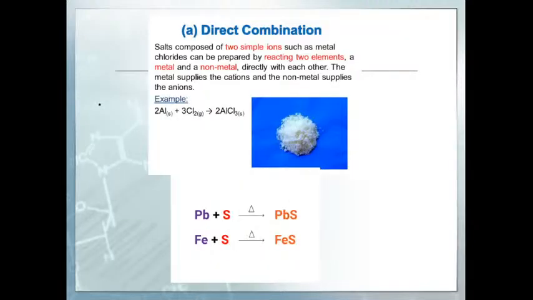We can see one example. A salt composed of 2 simple ions, such as a metal chloride, can be prepared by reacting 2 elements, a metal and a non-metal. The metal supplies the cation and the non-metal supplies the anion. We know that aluminium chloride can be prepared by direct combination, and aluminium chloride is a soluble salt. On the other hand, when you heat lead with sulfur, or iron with sulfur, or zinc with sulfur, you get metallic sulfides, and metallic sulfides are insoluble. It means during the direct combination reaction we can get soluble as well as insoluble salt.